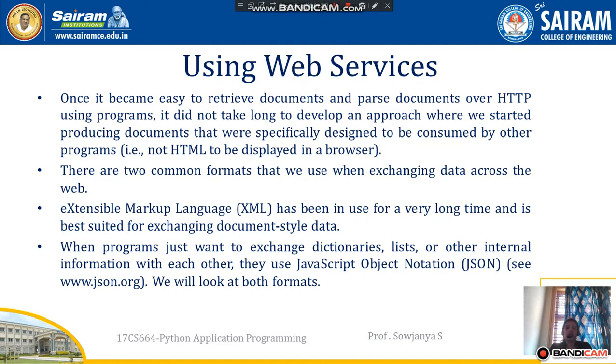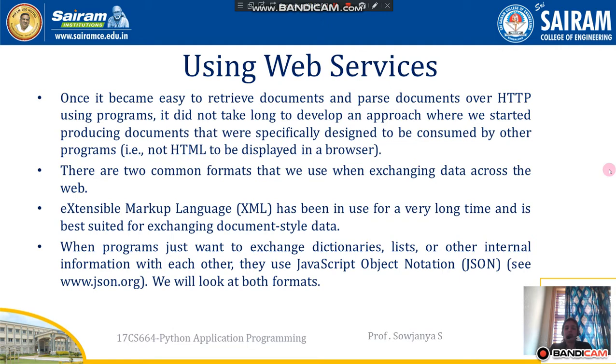Here we will be discussing two common formats. The first one is XML, that is extensible markup language, and the other one is JavaScript object notation, that is JSON. Extensible markup language has been used for a very long time, and it is best suited for exchanging document-style data. You have a specific structure, and the style of the document should be in the specific format that the user specifies. In such a situation you can use the XML format.